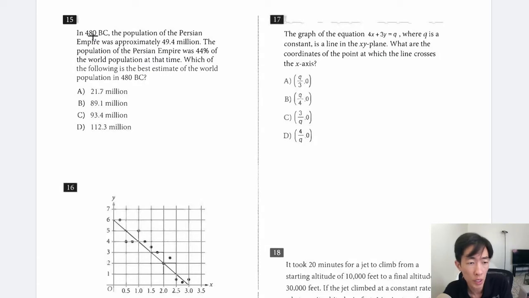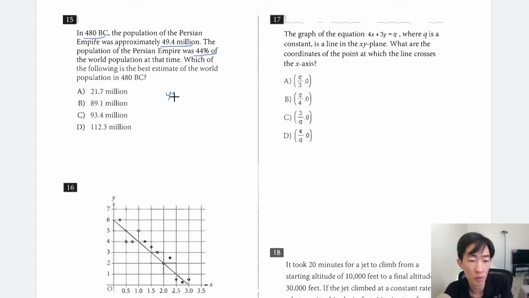Question 15, 480 BC, the population of the Persian Empire was 49.4 million. Population of the Persian Empire was 44% of the world population at the time. So they had like, what, 100 million people in the world? Which of the following is the best estimate of the world population in 480 BC? So this could be like simple algebra.